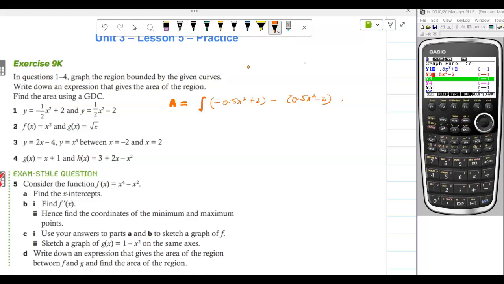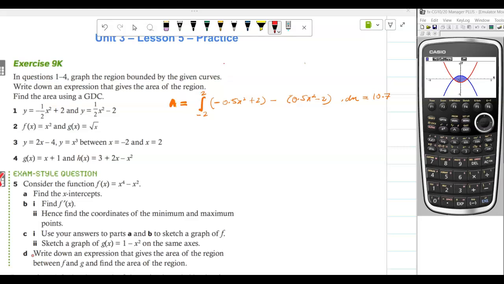And what are the limits of integration? Limits are minus 2 to 2, making it a definite integral, and this is equal to 10.7. So the area between the curves is a definite integral. The limits are your points of intersection. Upper curve minus lower curve dx gives you the area.